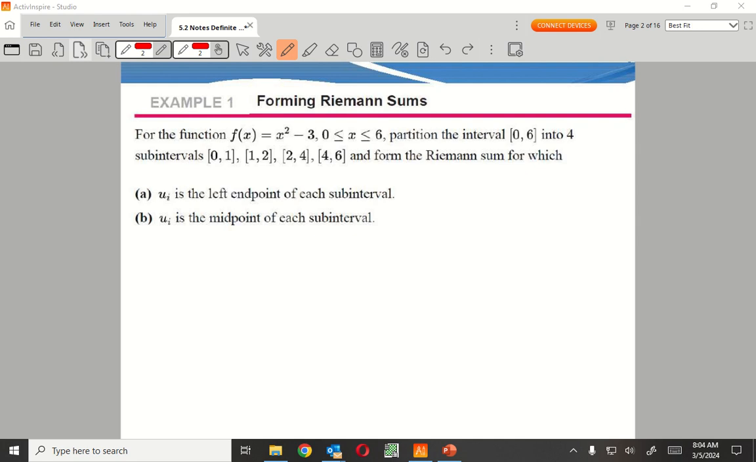All right, so Riemann sum. This one right here is for the function x squared minus 3 from 0 to 6. Partition the interval into 4 subintervals. Here are the 4 subintervals, and that's going to be my left side and right side.